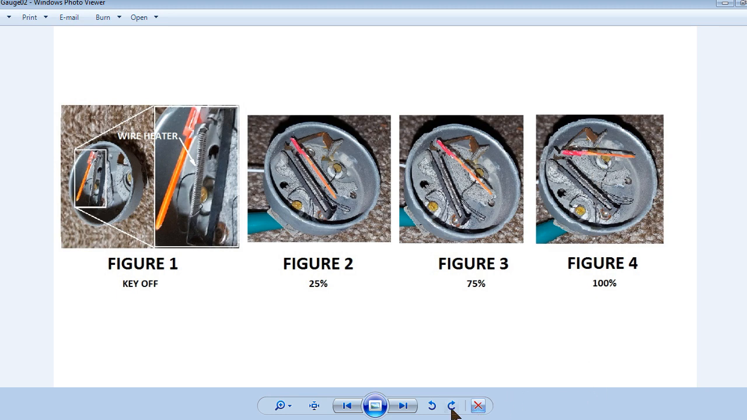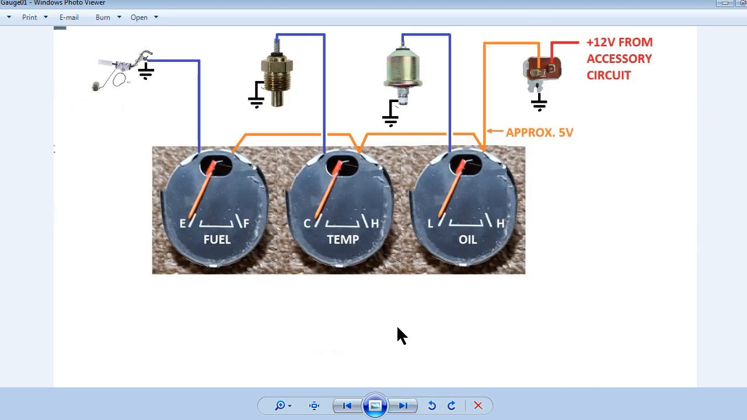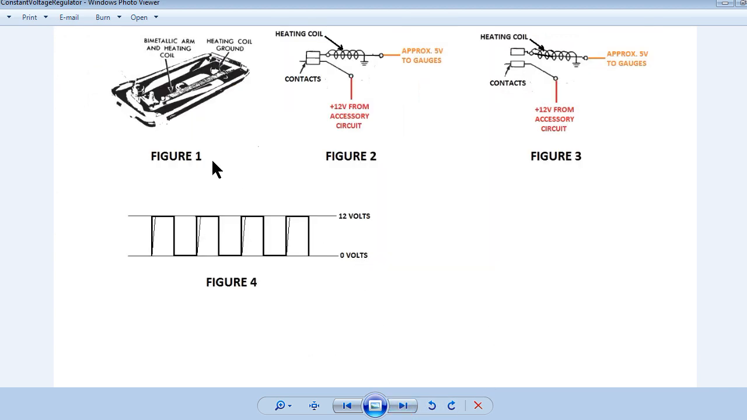Slide 3. This slide shows the simplified wiring diagram for the fuel, oil and temperature gauges. Notice the 12-volt power is supplied through a constant voltage regulator. I will explain its operation first. Slide 4. Figure 1 shows the internal construction of the constant voltage regulator. Notice there is a heating coil like the ones in the gauges, which when heated will cause the bimetallic arm to bend. When it bends, it will open the contacts as shown in Figure 3.